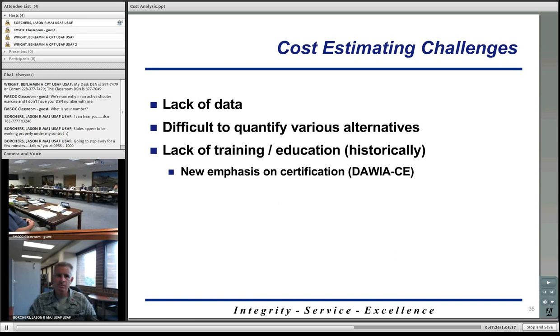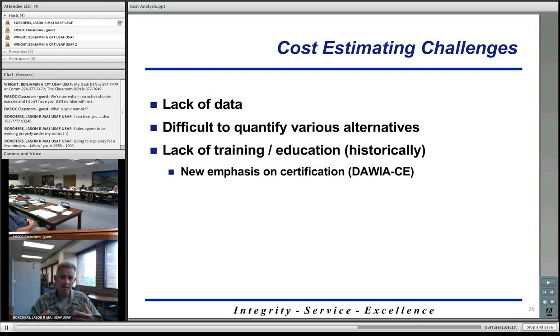Historically, this has been a problem. I think they're getting better with it now. When you look at the different certification requirements that we all have to do, to include cost analysts, there's a new emphasis on the cost analysis certification, that being the DAWIA-CE, Defense Acquisition Workforce Improvement Act, cost estimating. That's an actual certification that we as cost analysts need to get.